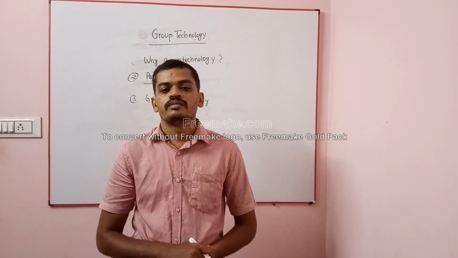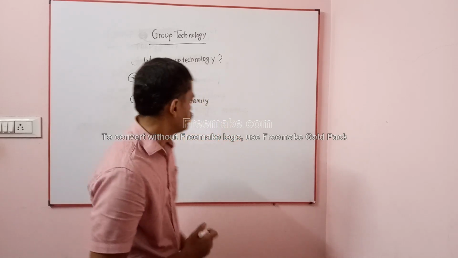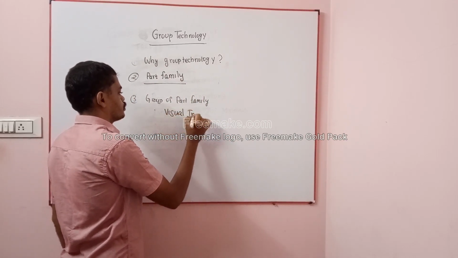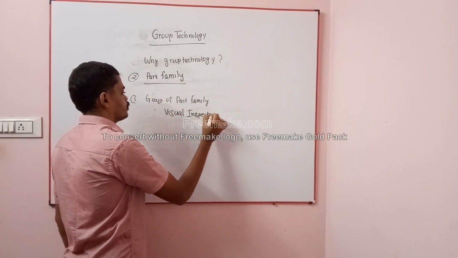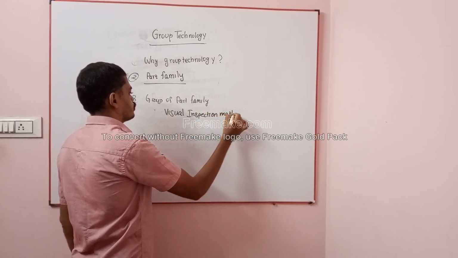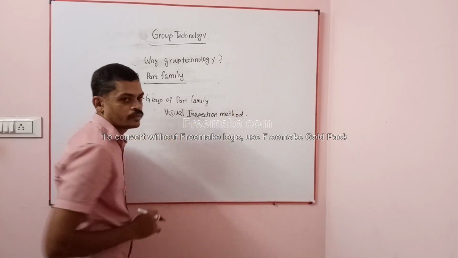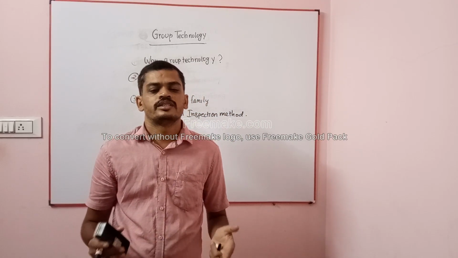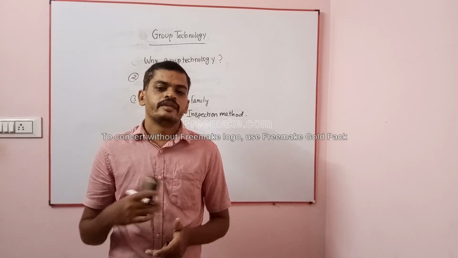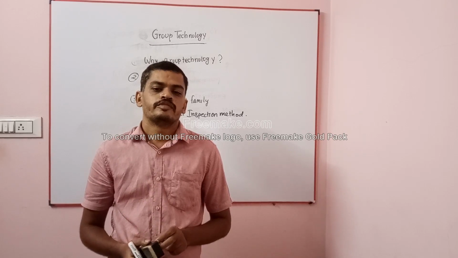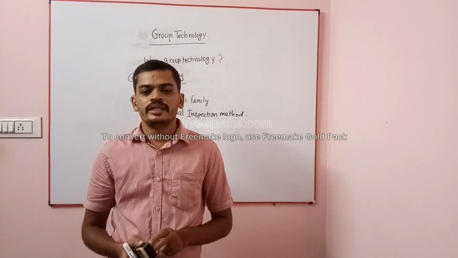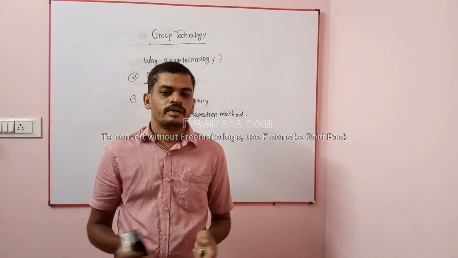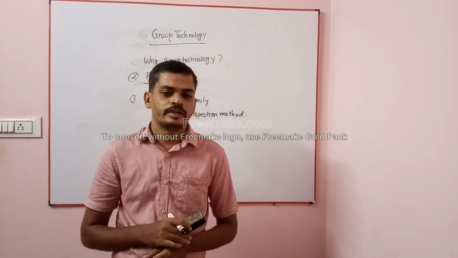First one is the visual inspection method. The visual inspection method is the least sophisticated and the cheapest. It involves the classification of parts into families by looking at either the physical parts or their photographs and organizing them into groups with similar properties.